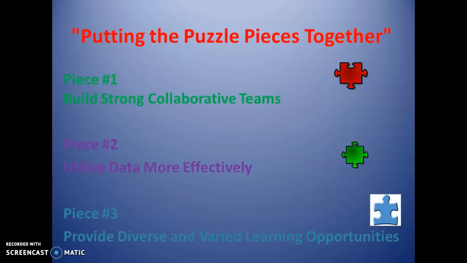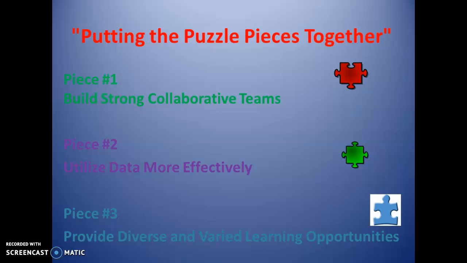Putting the puzzle pieces together. There are 3 puzzle pieces that we want to ensure are in place in order to help us to be successful in helping our students to achieve. Number 1, building those strong collaborative teams. And we've been talking about that already throughout our PD. Success will begin with us. Professional learning teams can help reduce teacher isolation and boost student achievement.